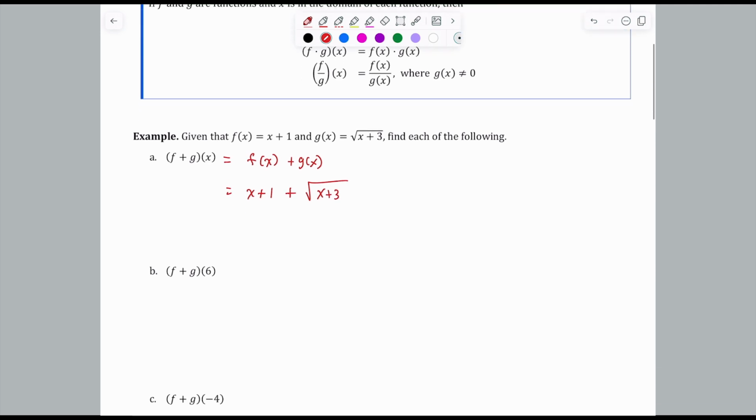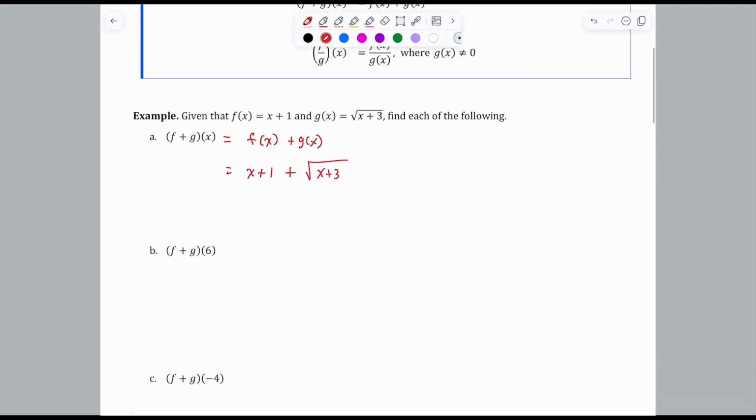And that's it. B, we want to find f plus g of 6, evaluate at 6. So this would be f of 6 plus g of 6. Well, f of 6 is just going to be 6 plus 1, which gives us 7. And g of 6 is 6 plus 3, which is 9, and then take the square root of that, which is 3. And so we get 10.